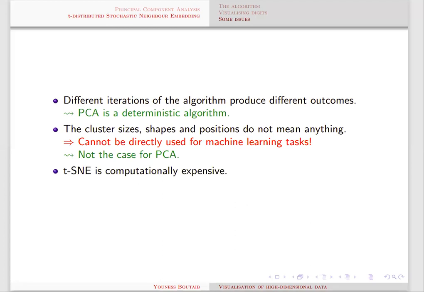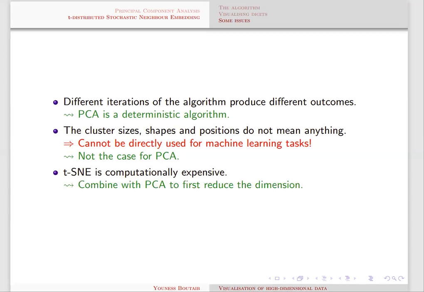Finally, t-SNE is computationally expensive. And the main reason for this is that at every iteration of the thousands of iterations of the gradient descent algorithm, we must compute the probabilities qij's for every pair of points in our dataset. What we do in practice is that we first reduce the number of features in our high-dimensional dataset using PCA, then apply t-SNE to visualize the lower dimensional dataset.